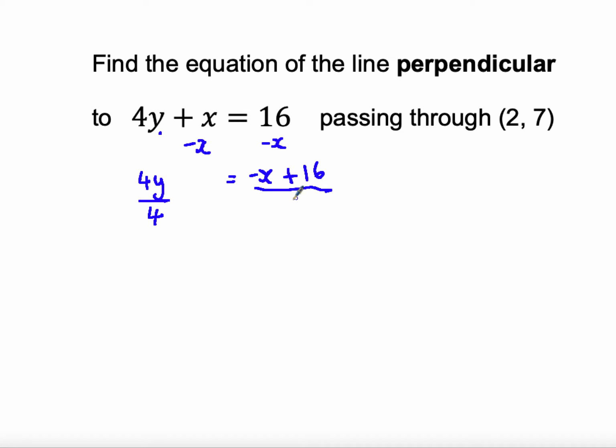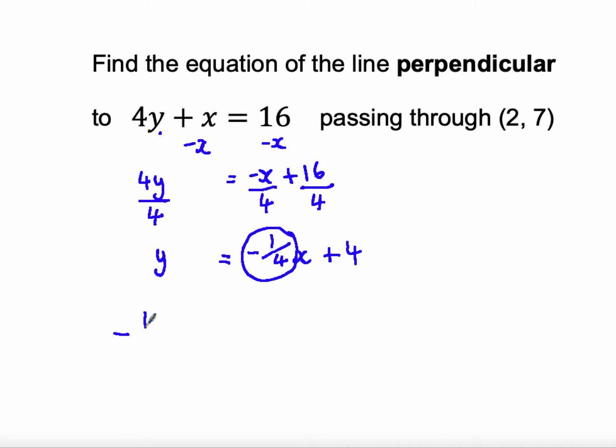Now, rather than doing that, it's more useful in this particular situation to divide both of the bits by 4 independently, which is the same thing. So I get y equals, if I divide something by 4, that creates a quarter. And 16 divided by 4 gives me 4. Now I know what the gradient is. I can see by looking at it, the gradient of this is negative a quarter.